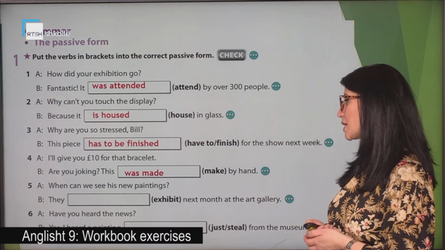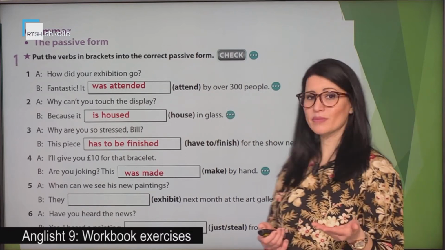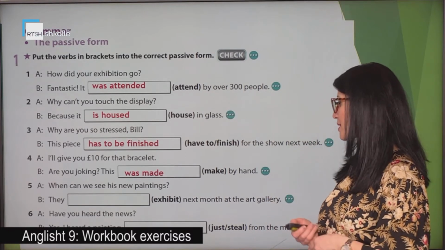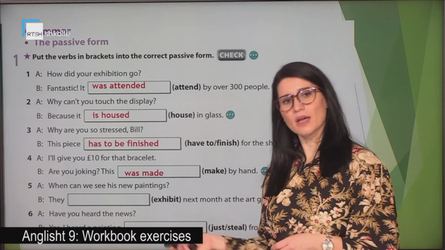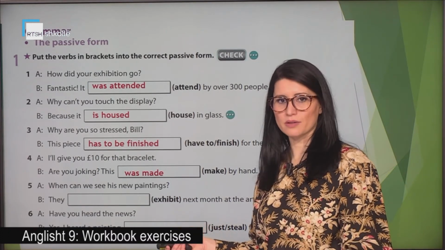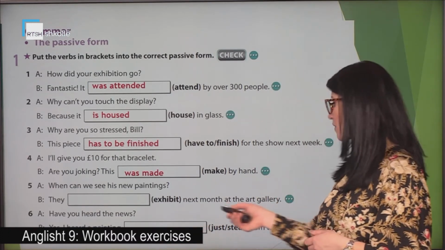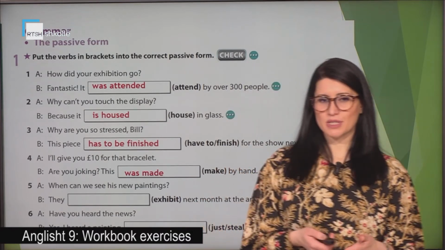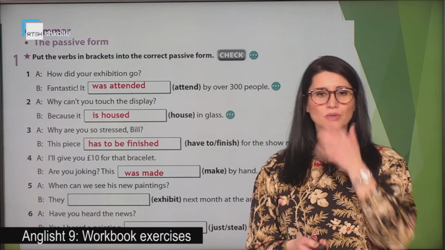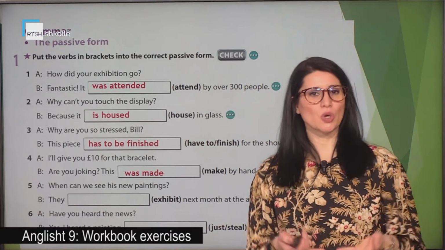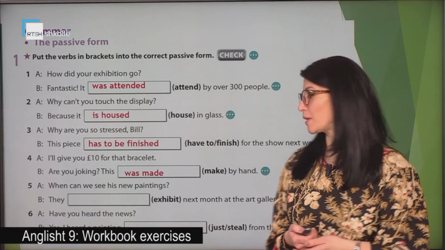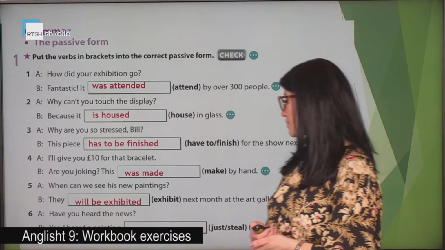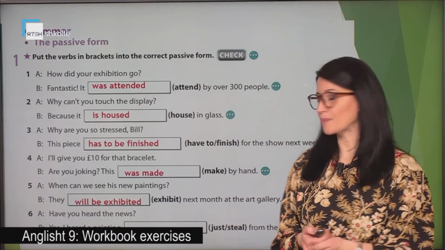When can we see his new paintings? They exhibit next month at the art gallery. Exhibit, show. The synonym is show. We have got here the time expression next month. What time expression is it? What tense does it belong to? It belongs to future, right? So we need future to form passive here. They will be exhibited next month at the art gallery.